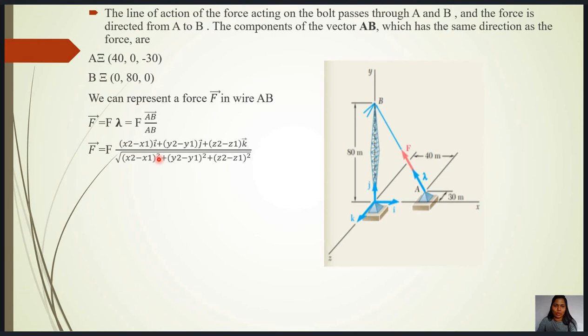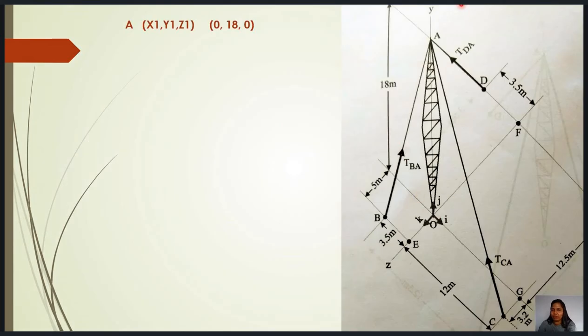Now before finding the force in the vectors AD, AC and AB, let us first find the coordinates of these points. Start from point A. The coordinate of point A is x1, y1, z1. If you see, point A is exactly on the y-axis, so its y coordinate is 18 and its x and z are 0. So the coordinate of A will be 0, 18, 0.